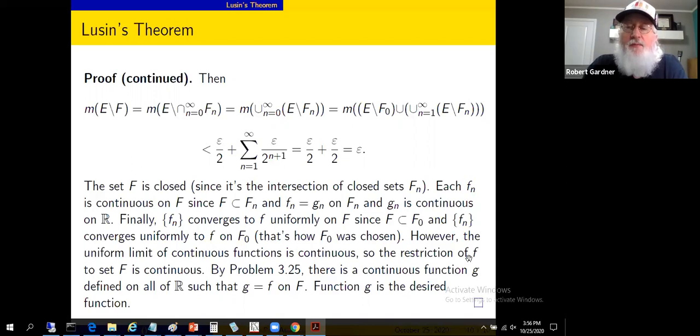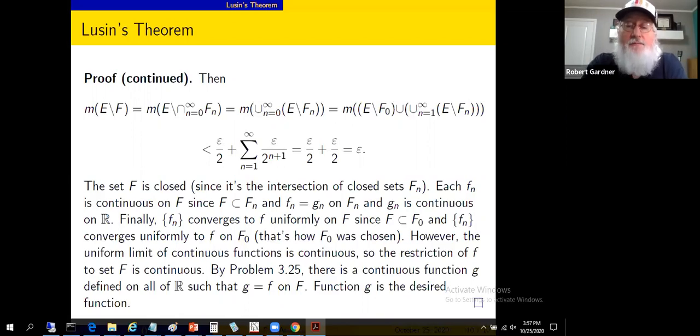So if we look at the restriction of lowercase f to set capital F, that's continuous. Then we've got little f being, as we defined it here, the limit of the f sub n's, a continuous function on set capital F, but we wanted a continuous function on all the reals. Fret not. Problem 3.25 comes to the rescue again. And this function, lowercase f, can be extended to a continuous function G, defined on all of the reals, where G and f are the same on set capital F. So function G is the function you wanted. It equals f, the limit function of that sequence of functions we introduced.